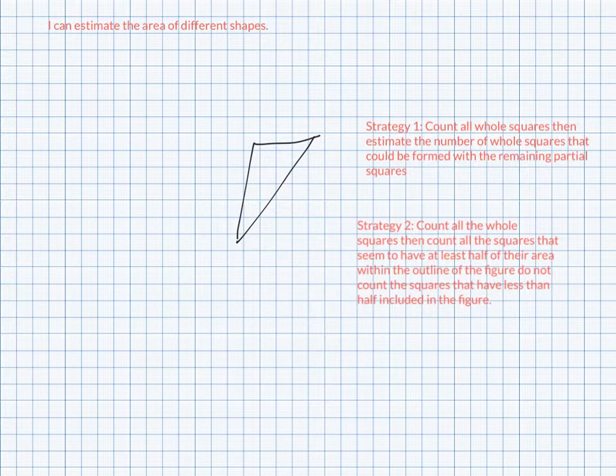Using the first strategy, my area, or the amount of total squares inside of this triangle, would be around 11. And we would have to label it 11 square units.